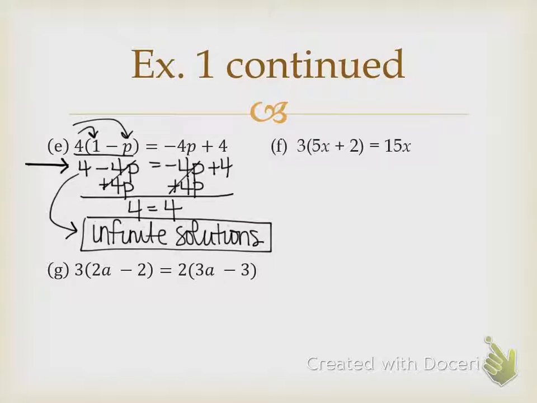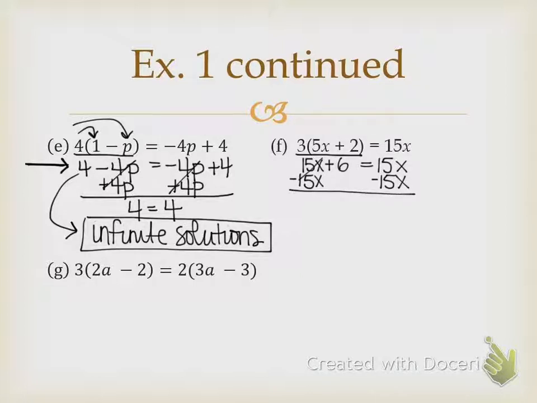Now, real quick, let's do letter F. What do we got to do first? Distribute. So we distribute the 3 and we get 15x plus. Now, we can't stop here because the two sides are not identical. So we got to keep going. Is there a variable for us to move? Yes. What is it? 15x. All right. And how are we going to move it? Subtract 15x. We're going to subtract 15x from both sides.